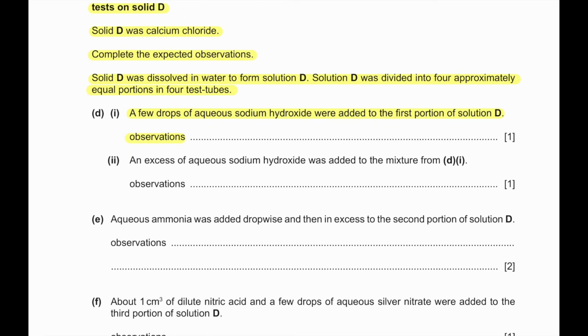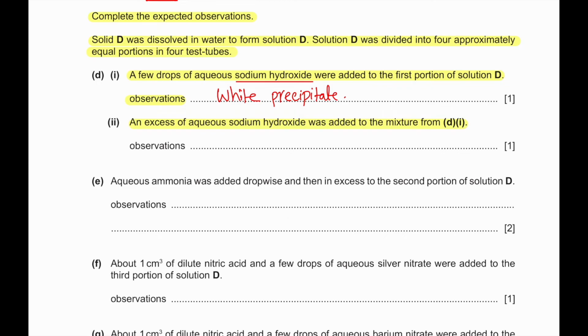Observations. So when we add sodium hydroxide to a calcium salt, we get a white precipitate. So addition of sodium hydroxide would give a white precipitate. And excess sodium hydroxide was then added to the mixture from D1. Adding excess sodium hydroxide to a calcium salt, the precipitate does not dissolve. So we're going to write: precipitate does not dissolve.